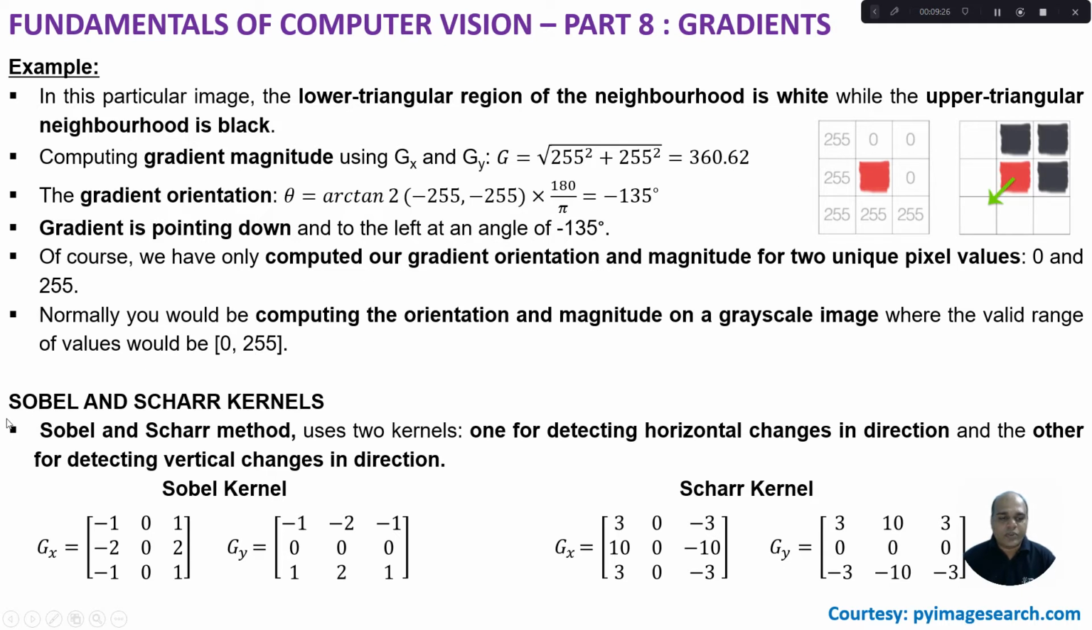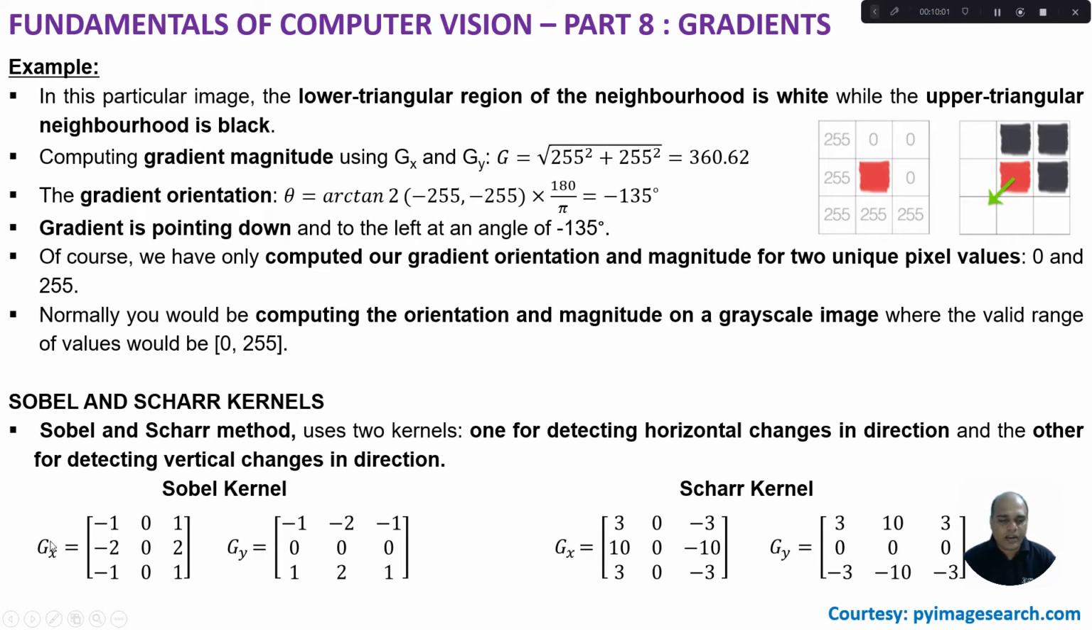So we have Sobel and Scharr kernels. These kernels can be used to find the gradients along x direction and y direction. We can apply this kernel on top of the image and do the convolution process. By doing the convolution from top left to right and from top to bottom, we get the gradient of an image along x direction and y direction. For both Sobel and Scharr kernels, we have two kernels.